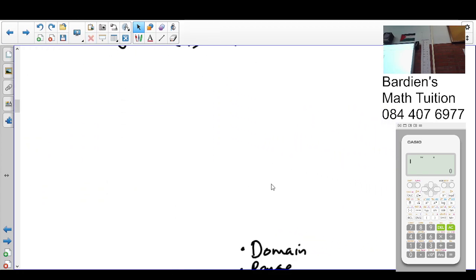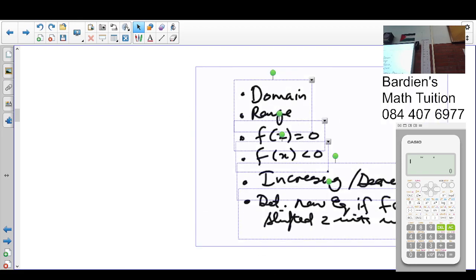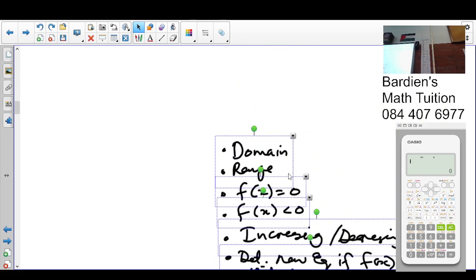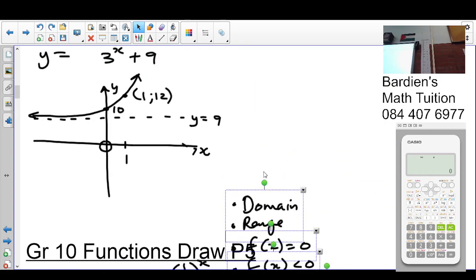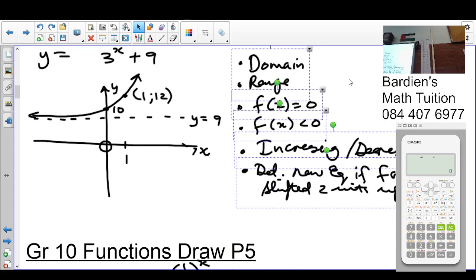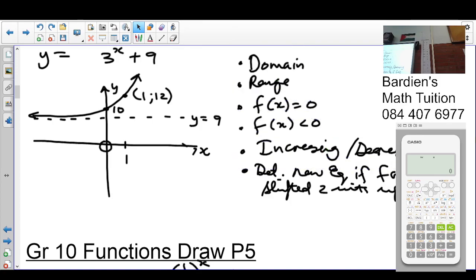Okay, so let's look at the questions pertaining to these graphs. Interpretation of these graphs. First one, domain. What's my domain here? X is an element of all real numbers. Range. Y must be greater than 9, yes.